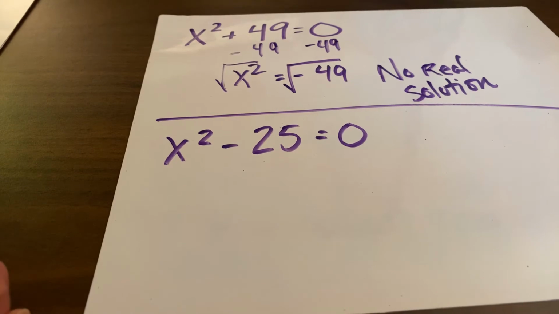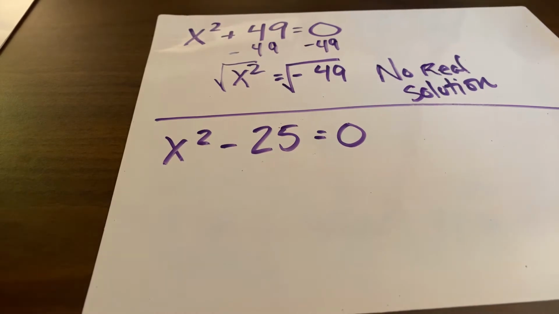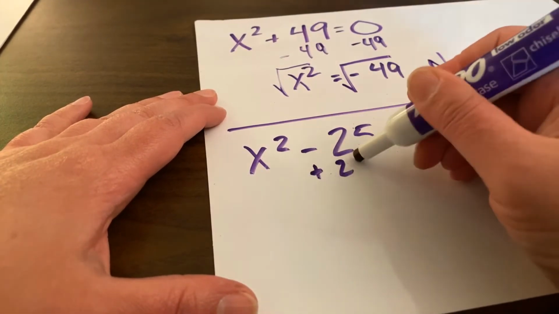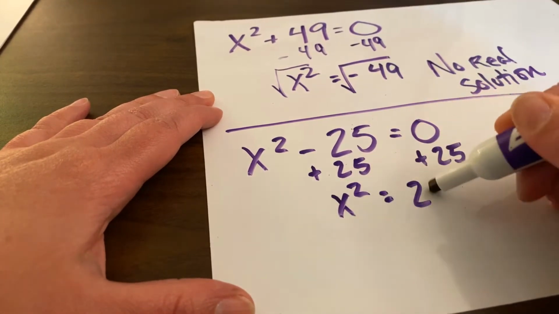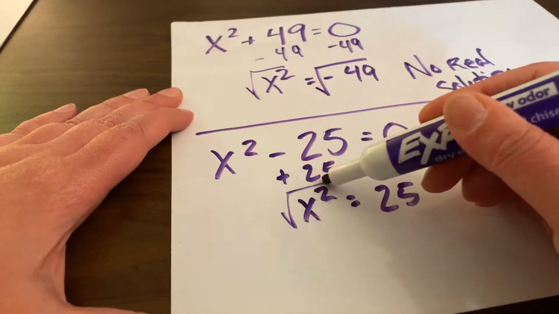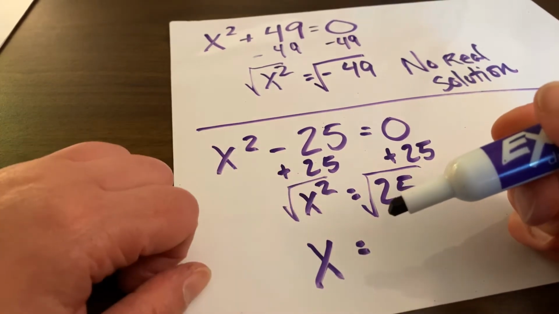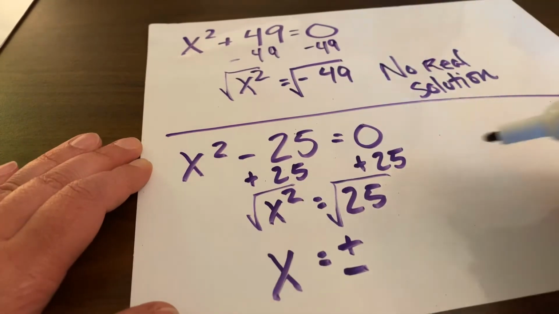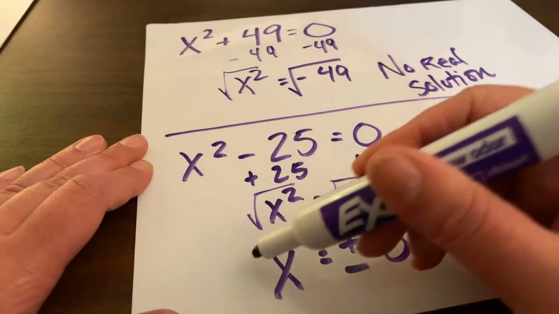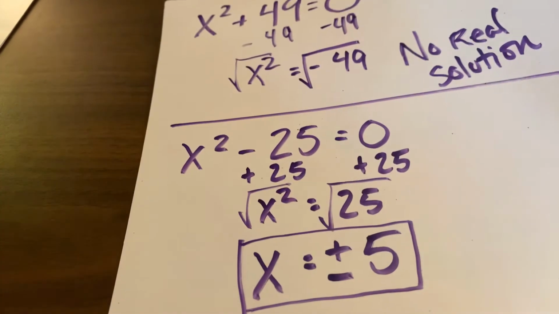Okay, x squared minus 25 equals 0. Let's solve for x. We're solving using square roots, so we want to add 25 to both sides. So you get x squared equals 25, all right? And then you square root both sides, and you get x, because the square root of x squared is just x. You get plus or minus, well, what is the square root of 25? That's right, it is 5. So x equals plus or minus 5. There we have two solutions. Okay, not too bad, right?